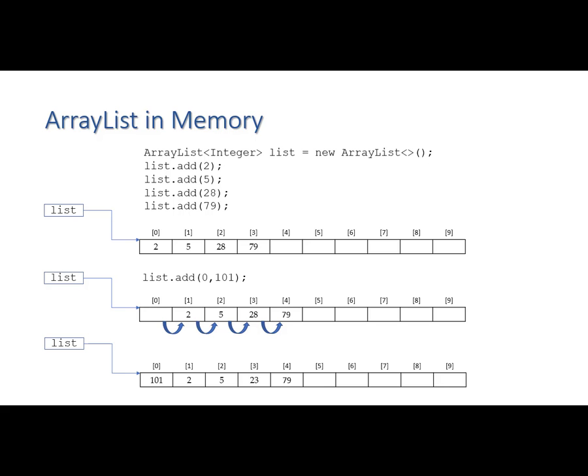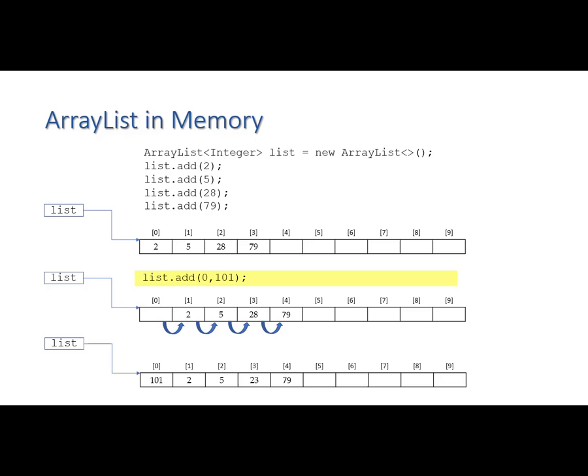Let's look at an example of an array list in memory. When an array list is created without a capacity specification, the default capacity is 10. Therefore, elements can be added without the need to increase the capacity of the array list. After the first sequence of statements executes, the array list has 4 elements in it, so its size is 4.